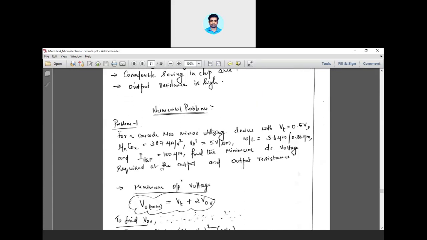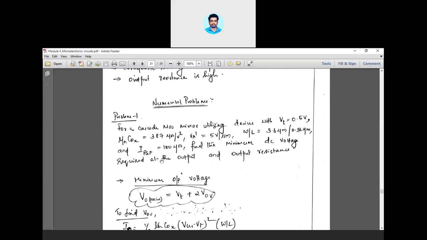Now we'll go to some problems. Okay, 4 or 5 problems we have to study. So you read this particular problem. For a cascode MOS mirror utilizing devices with VT equal to 0.5 volt. VT is a threshold voltage. Mu n COX, what is this? This is the transistor fabrication constant. That is your Kn dash.